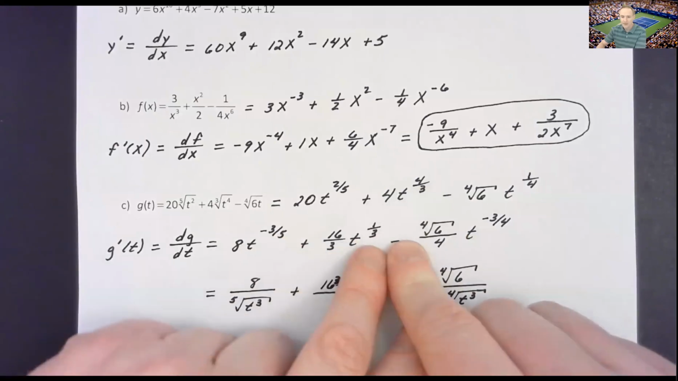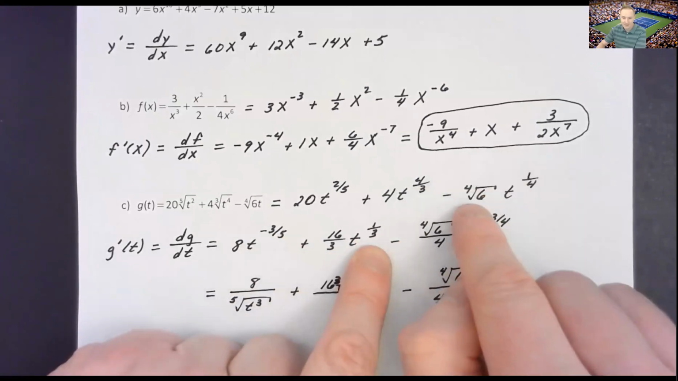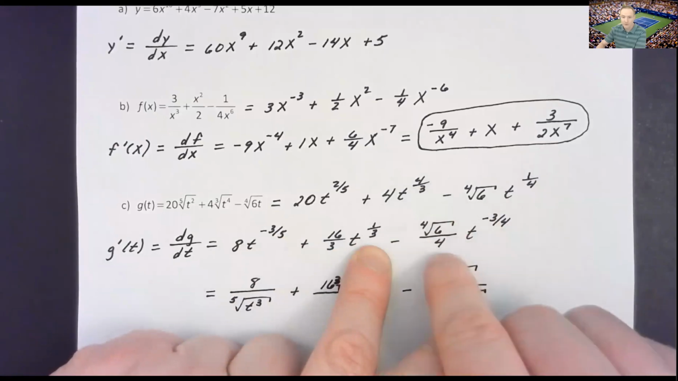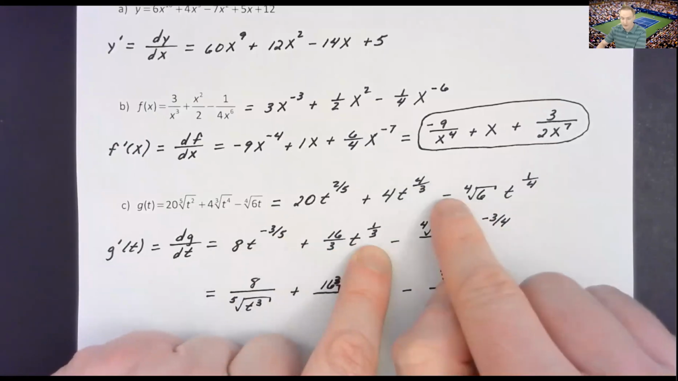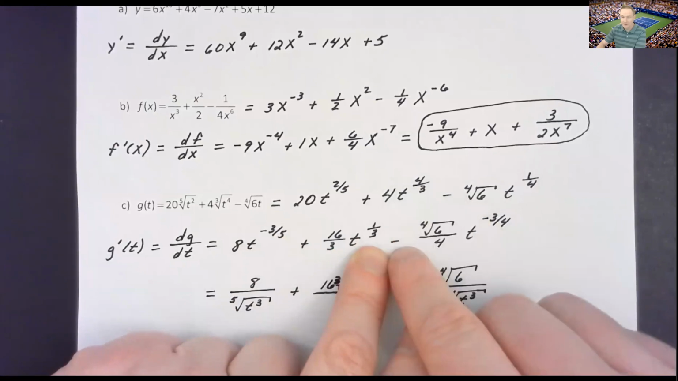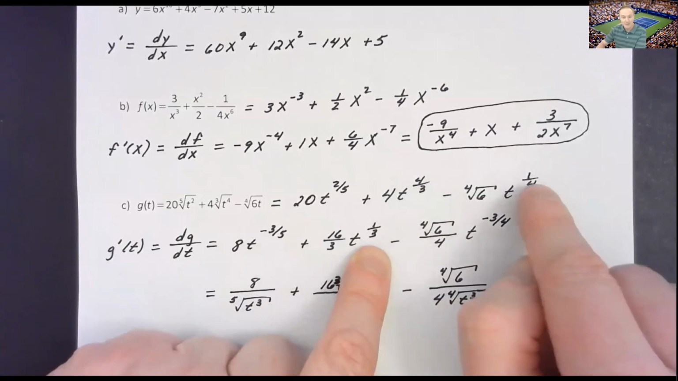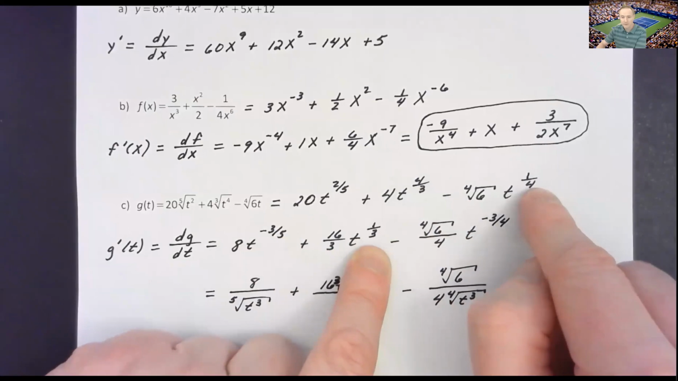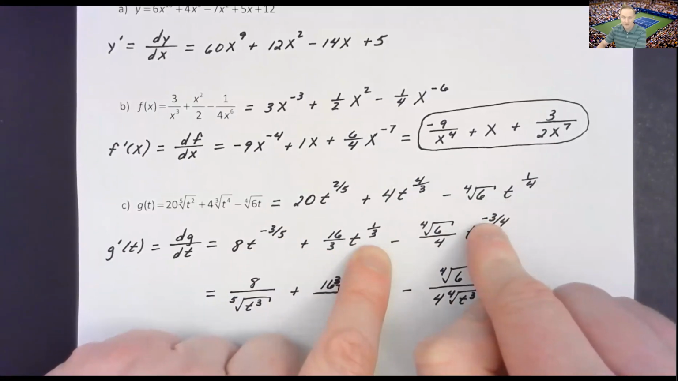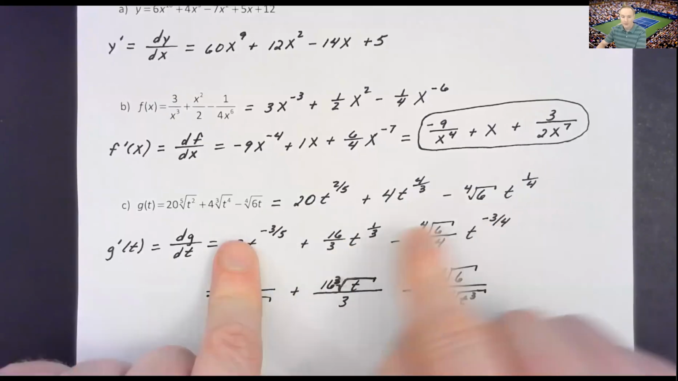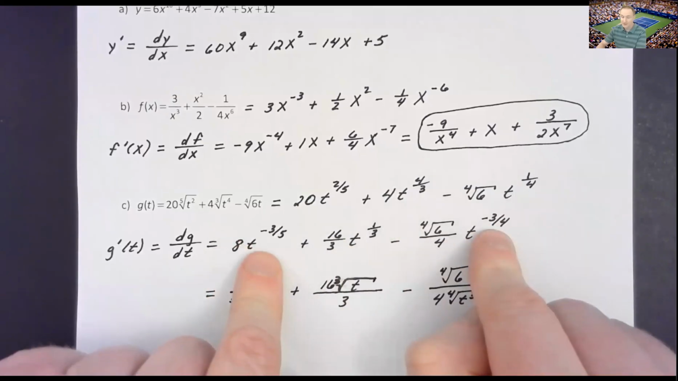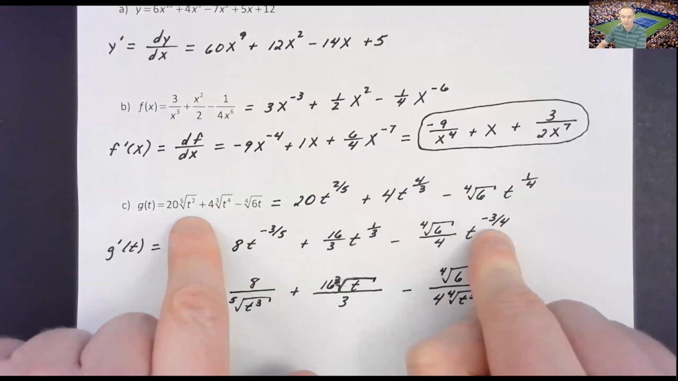Up next, 1/4 times the 4th root of 6. I'll just call that the 4th root of 6 over 4. Again, I'm keeping that minus sign I had out in front. And now I need to subtract 1 from that exponent. Well, 1/4 minus 4/4 gives me negative 3/4. Now, I know that all three of these are correct. I just need to write them back in radical form.